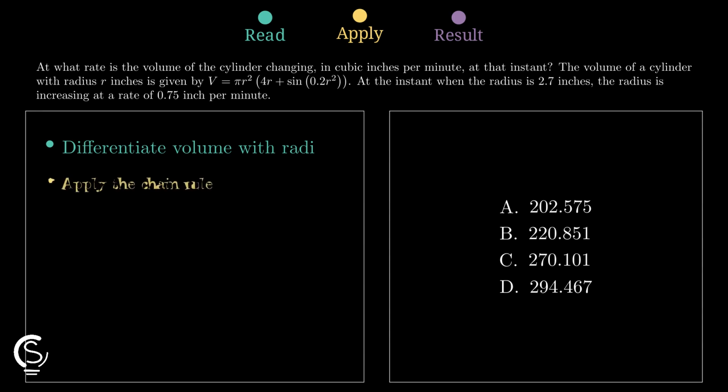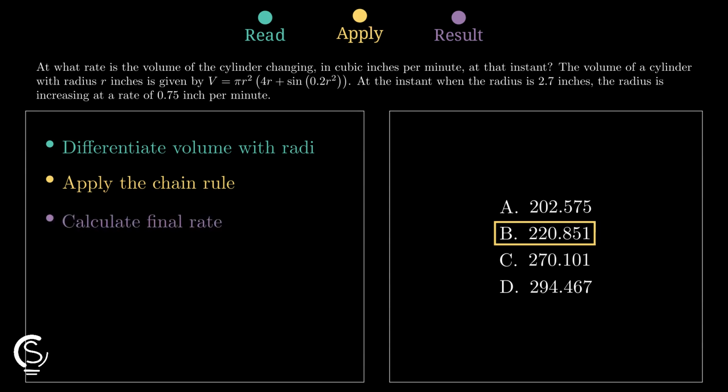Finally, substitute 2.7 for the radius and 0.75 for the rate. Calculating these values leads directly to the correct answer, option B.